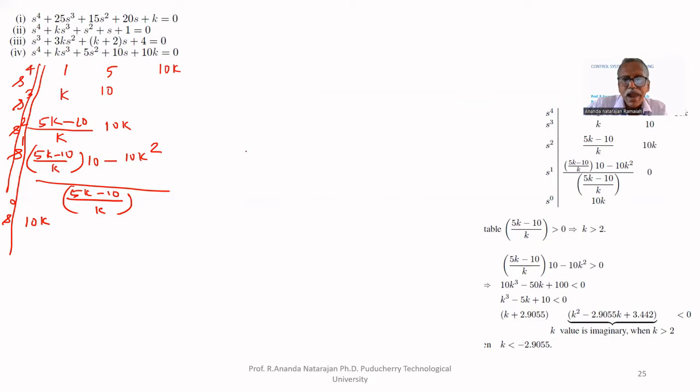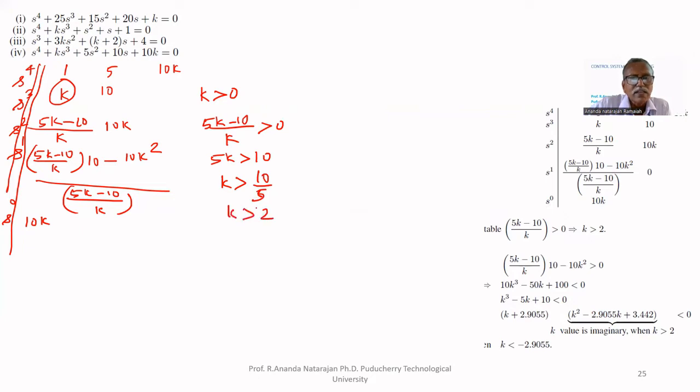The conditions are, the first condition is K must be greater than 0. The second condition is (5K minus 10) upon K must be greater than 0, means 5K must be greater than 10, or K must be greater than 10 by 5. Therefore, K must be greater than 2. If it is greater than 2, automatically it will be greater than 0. That's why this condition can be ignored. This is the first condition. K must be greater than 2.